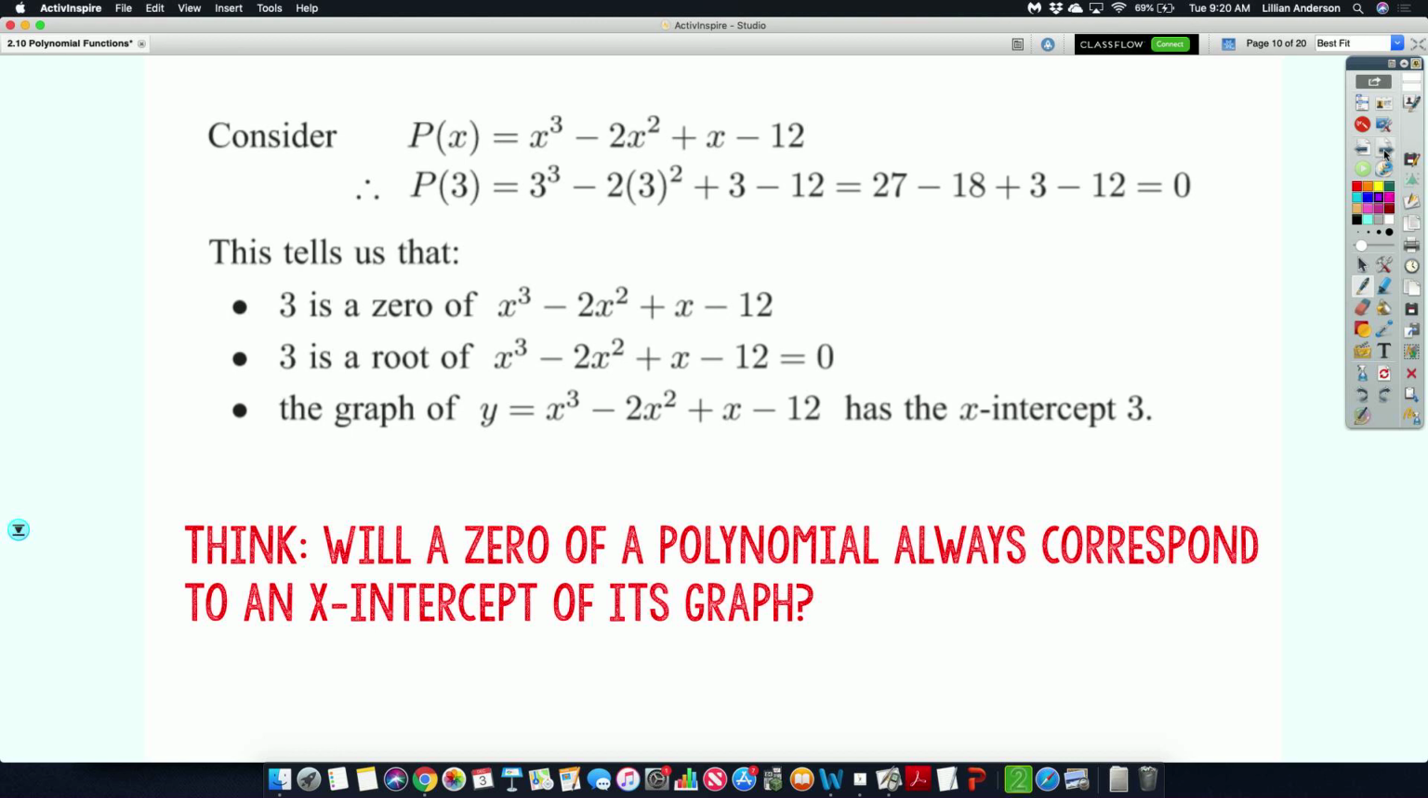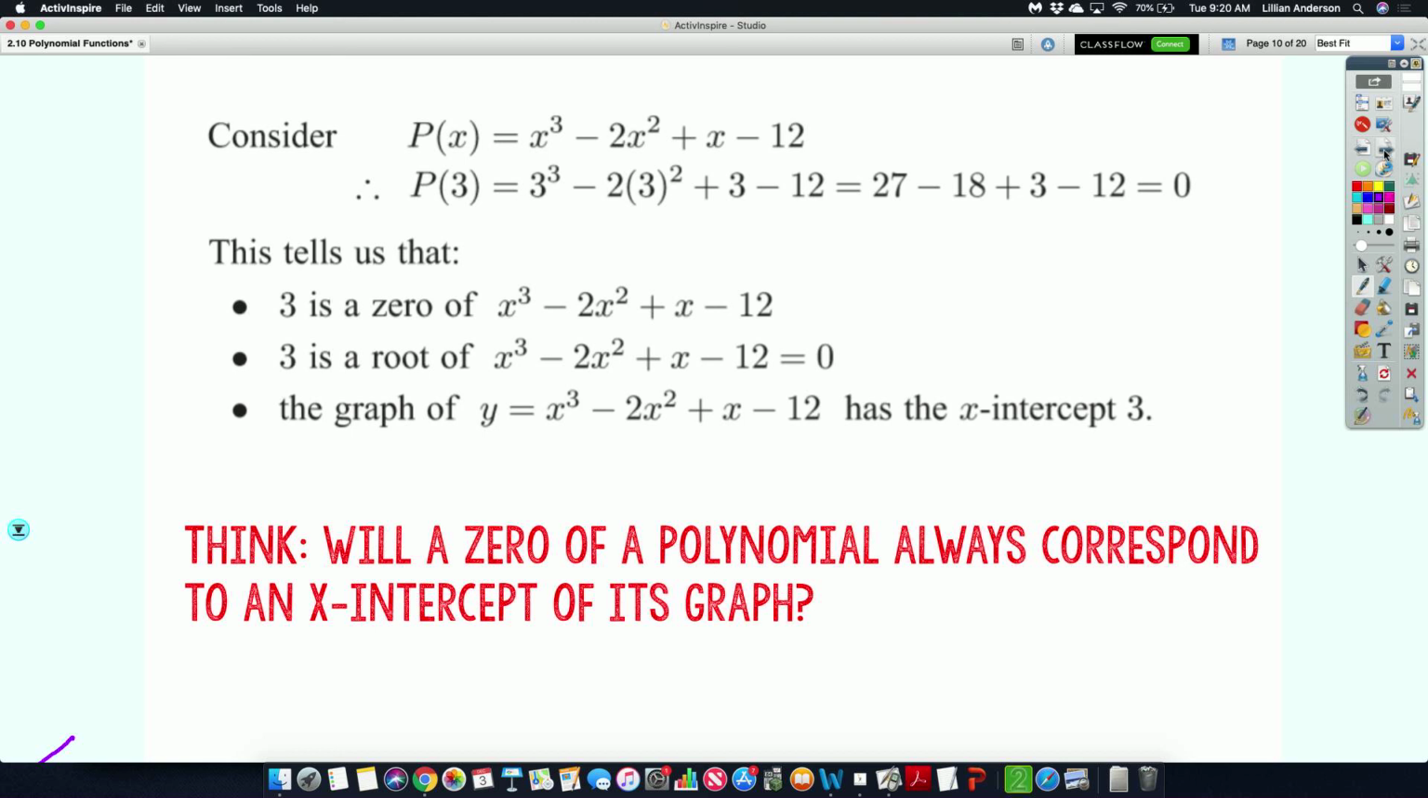All right? So you don't have to write down what's in the black. I want to show you guys. You have a polynomial function. Therefore, p of 3, when you plug in 3, you get a solution of 0, which means that 3 is a 0 of the polynomial function. 3 is a root when you set that polynomial function equal to 0. And then the graph of that polynomial function has an x-intercept at 3. Okay? That's how it all relates.